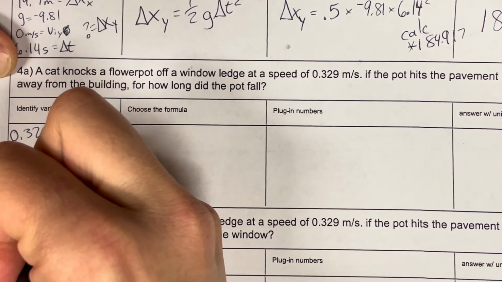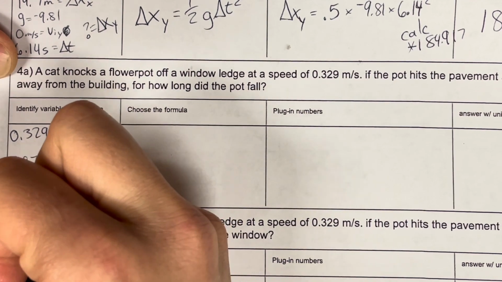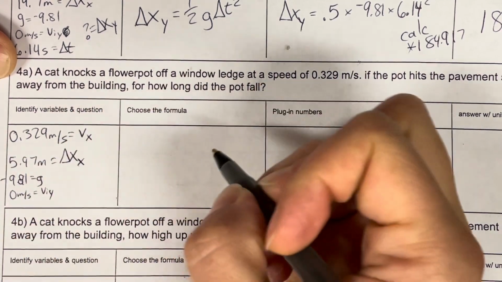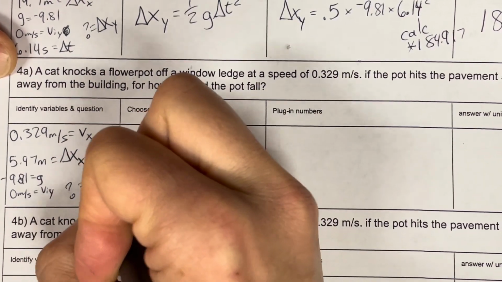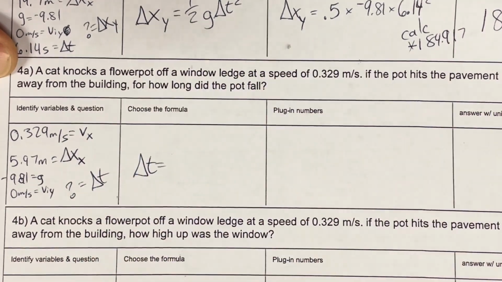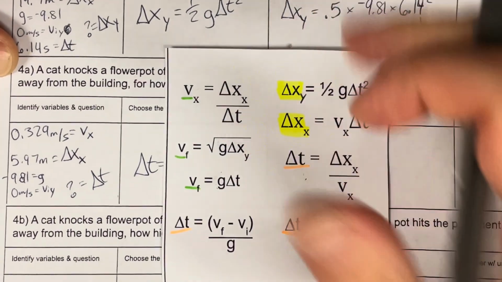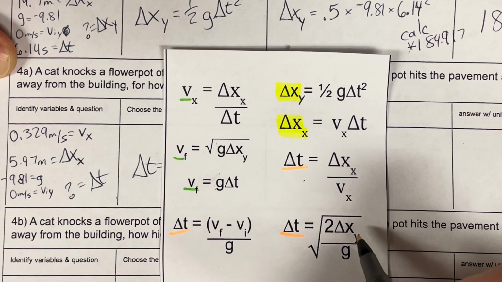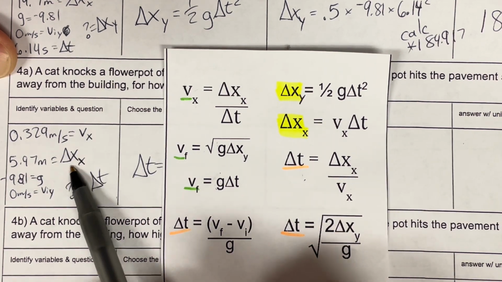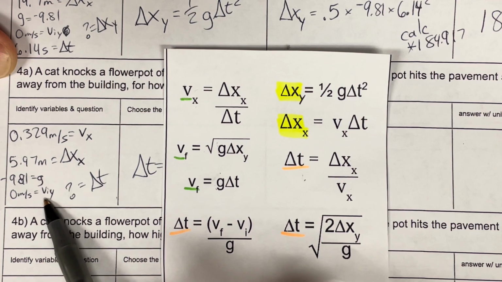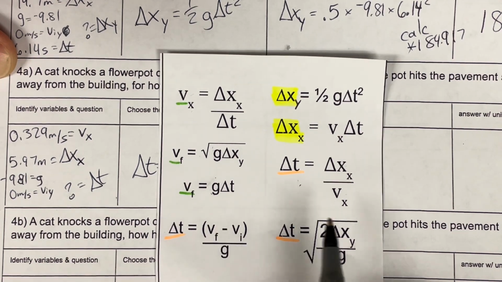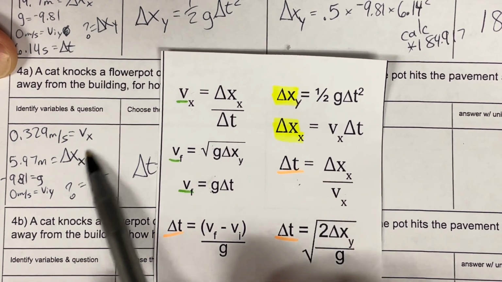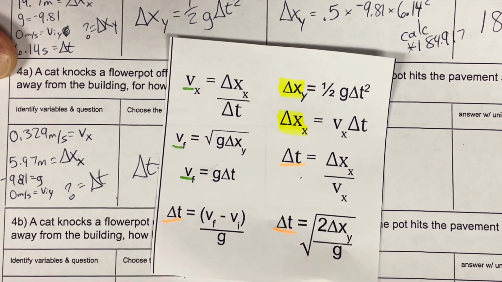Gravity 9.81, and initial vertical velocity is 0. Question is asking for time. How long did it fall? Formulas for time. We know the horizontal velocity and the horizontal displacement and gravity and initial velocity. So we know initial but not final. We do not know the vertical displacement, but we do know horizontal displacement and horizontal velocity. So we're going to use this formula right here.